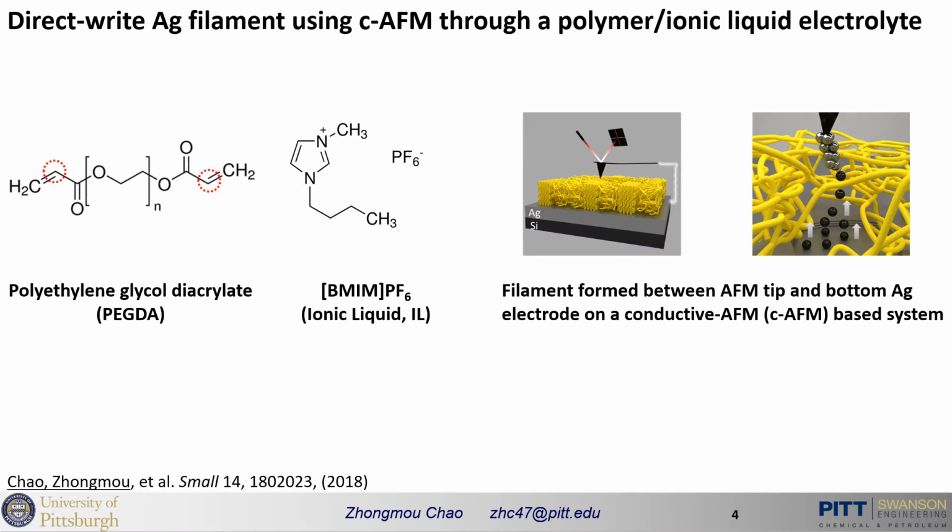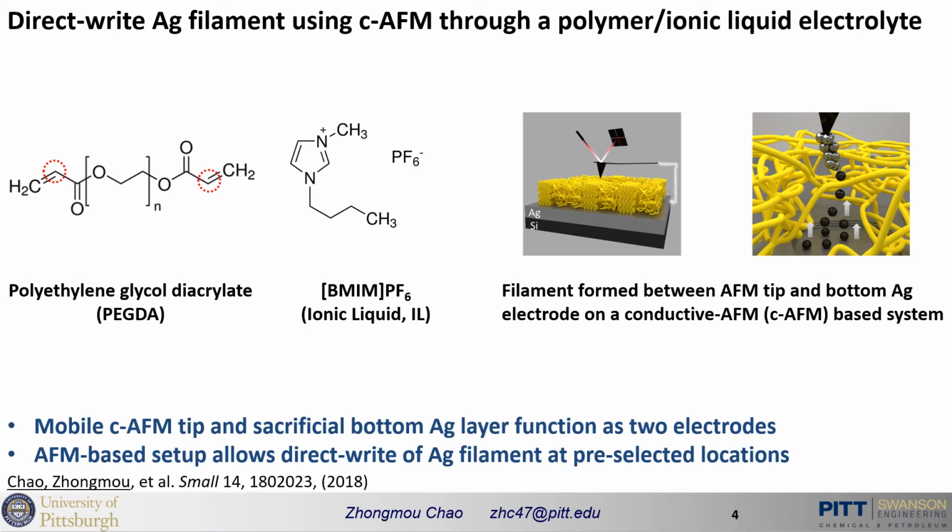We use a conducting AFM-based system to study silver filament formation and dissolution between an AFM tip and the bottom silver electrode. Here, the conducting AFM tip and the silver layer represent two electrodes. Because the AFM tip operates as a mobile top electrode, it enables us to direct write filaments at pre-selected locations. For example, with the AFM setup, we can collect data from hundreds of formation and dissolution events at different locations using a customized script, making our results more representative of our system.